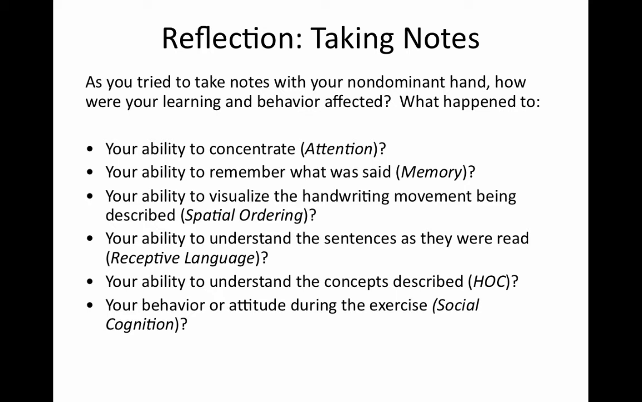What happened to your ability to visualize the handwriting movement between being described in the text? How did this neuromotor challenge impact spatial ordering for you? How did the challenge impact your ability to understand the sentences as they were read, something that is quite often understood as your receptive language? How about your ability to understand the concepts described, your higher order cognition or thinking?